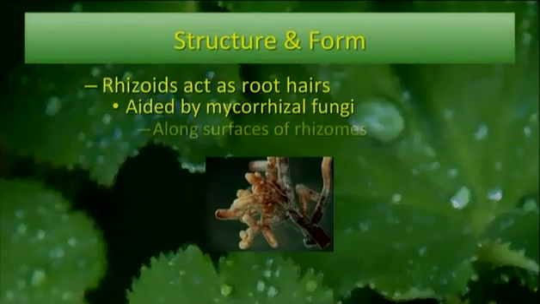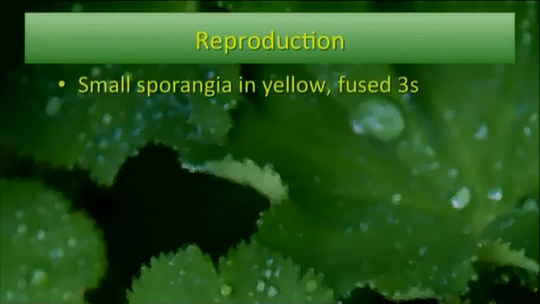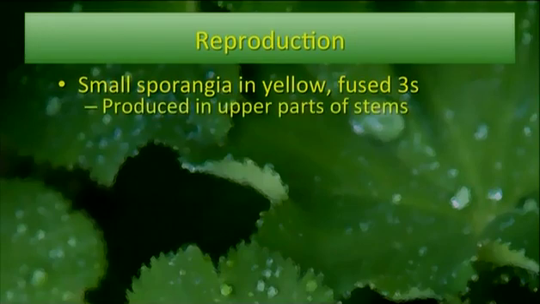Fungi are extremely important to the health of many different kinds of plants. Plants need them. They help them get water, they help them get food, they help shelter them, even though some fungi actually prey on them too. So these mycorrhizal fungi live along the surfaces of the rhizomes. Remember, rhizomes are not roots, they're stems. They have small yellow sporangia, fused in threes, produced in the upper parts of the stems.